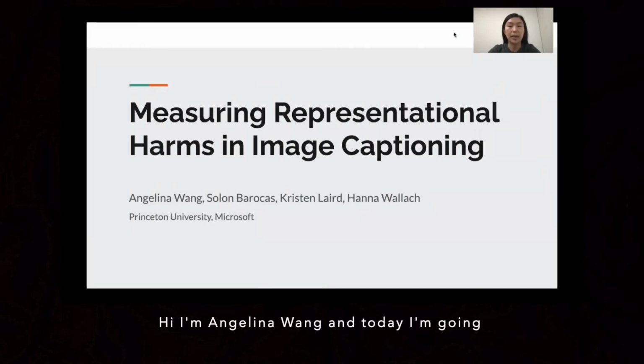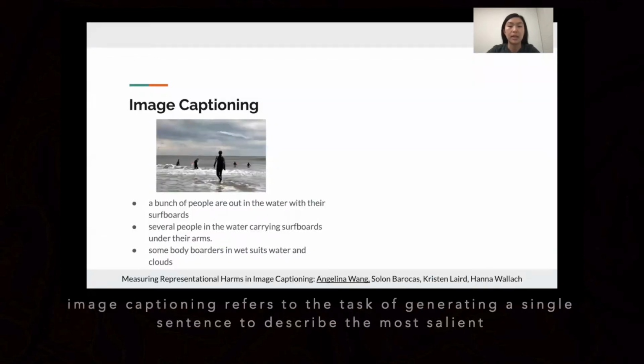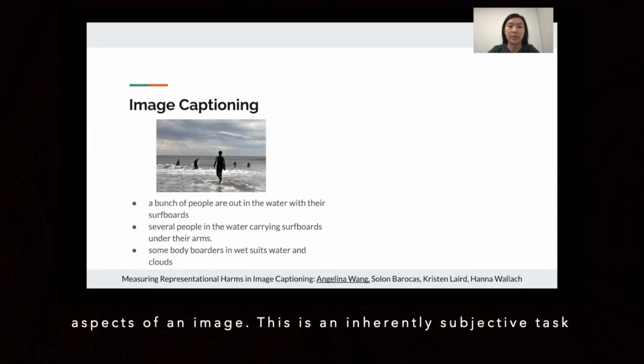Hi, I'm Angelina Wang, and today I'm going to talk about our work called Measuring Representational Harms in Image Captioning. Image captioning refers to the task of generating a single sentence to describe the most salient aspects of an image.